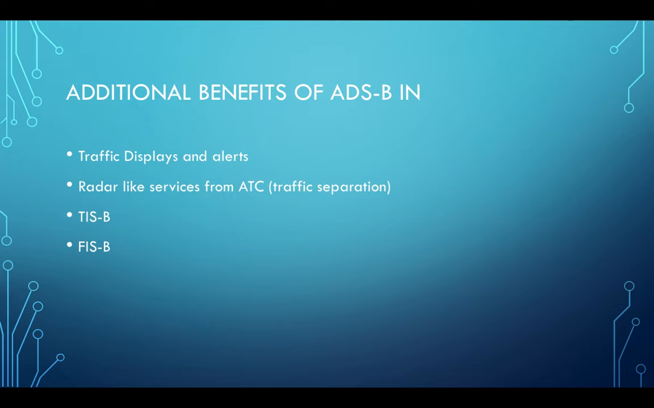Some of the additional benefits that you get with the ADSB in: you get the traffic displays and alerts, which you have probably noticed by now we have in our GPS systems. You get radar services or radar-like services from ATC, such as traffic separation. There are some specifics on that you'll need to read about in the AIM. We're not going to go over them too much, but you also get ADSB and FIS-B, which we'll talk about.